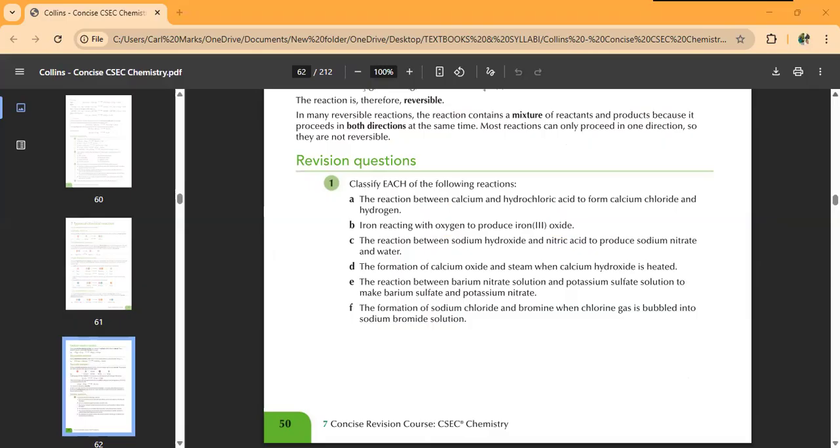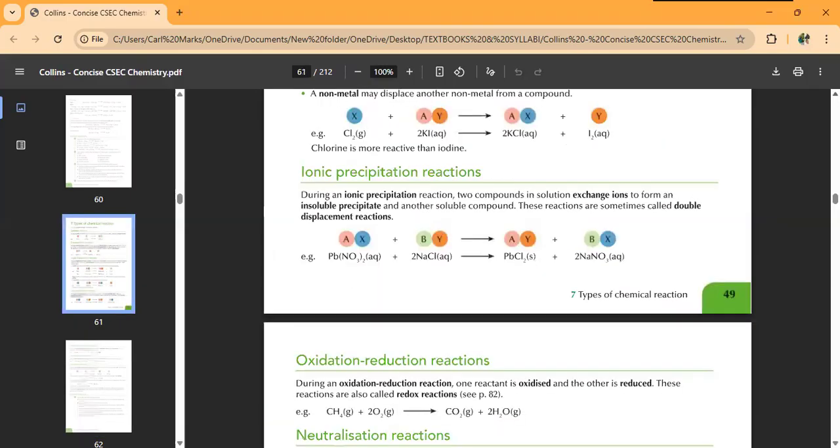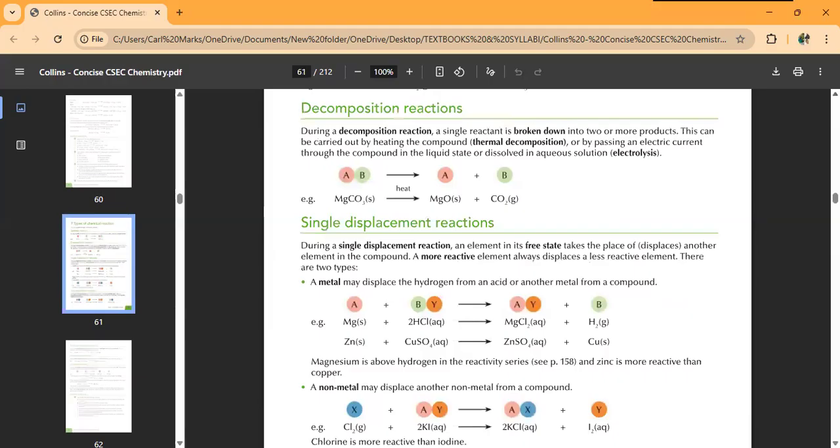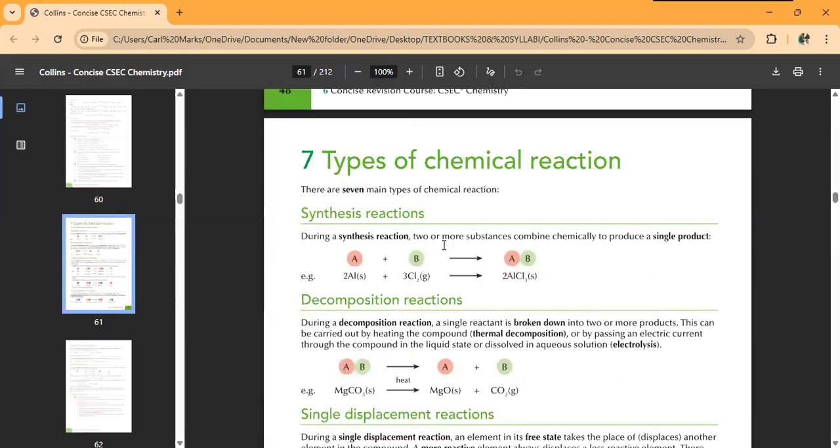Synthesis reaction. Let's go up to it. Synthesis. So we have 2 in our example. It's 2 things that are combining to make one.